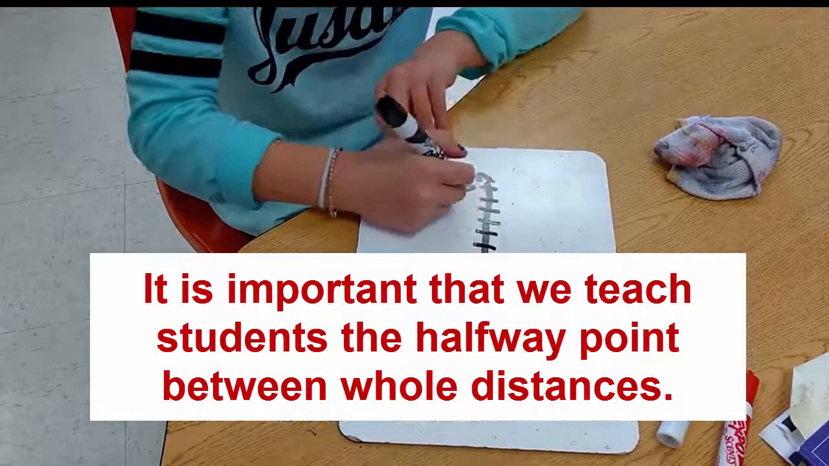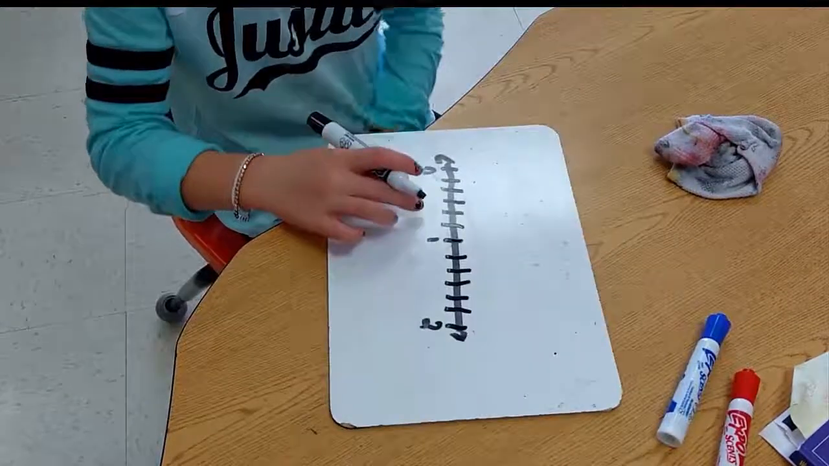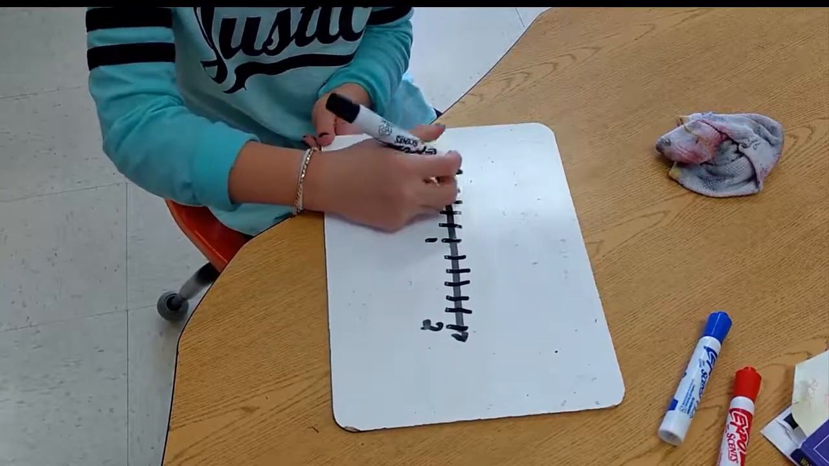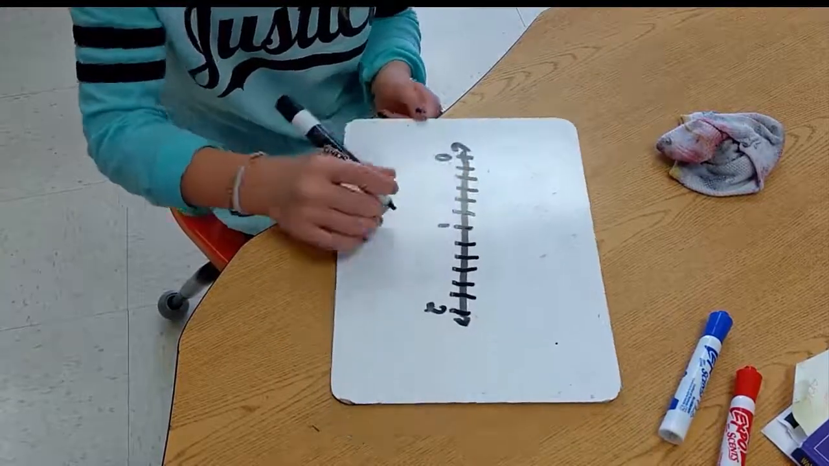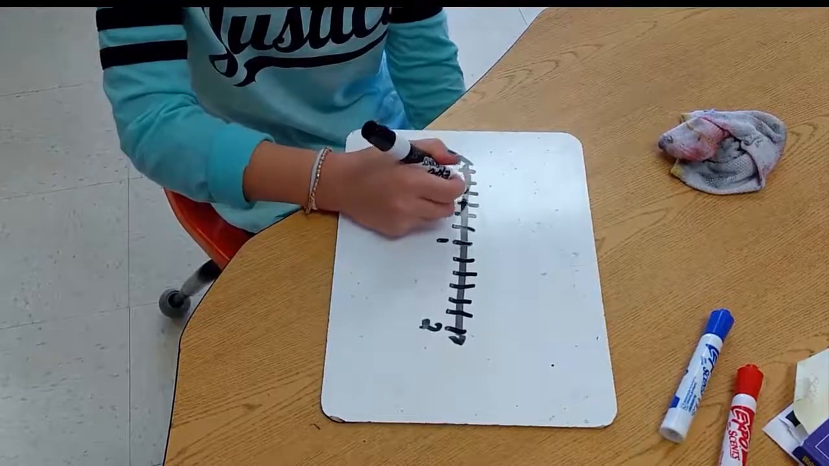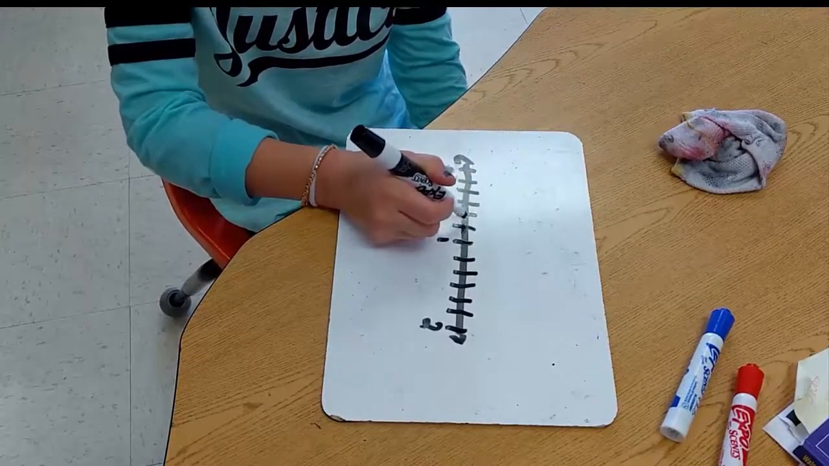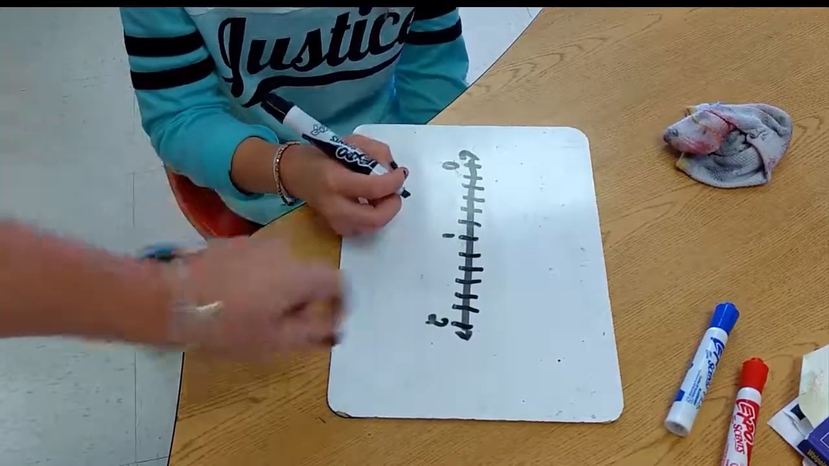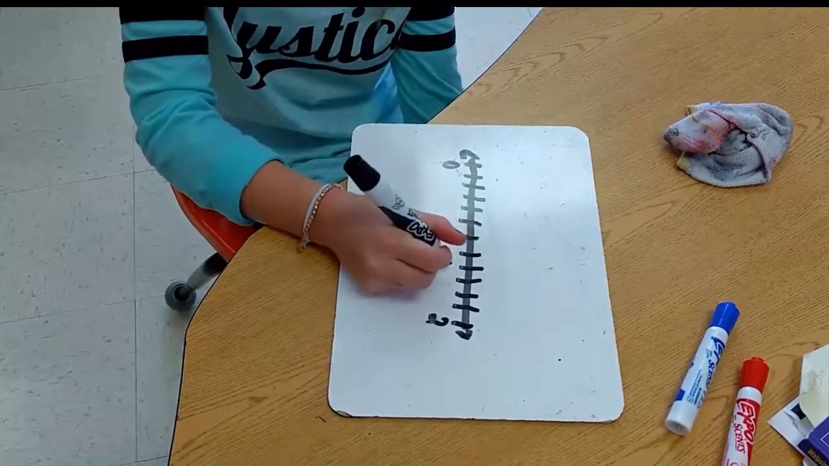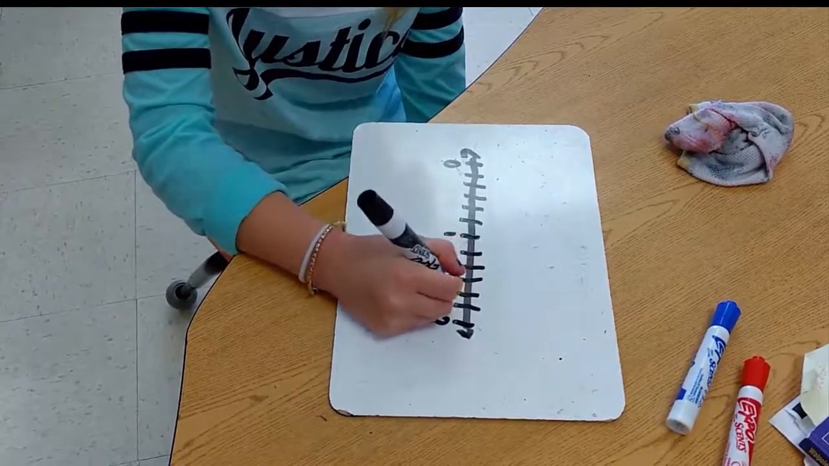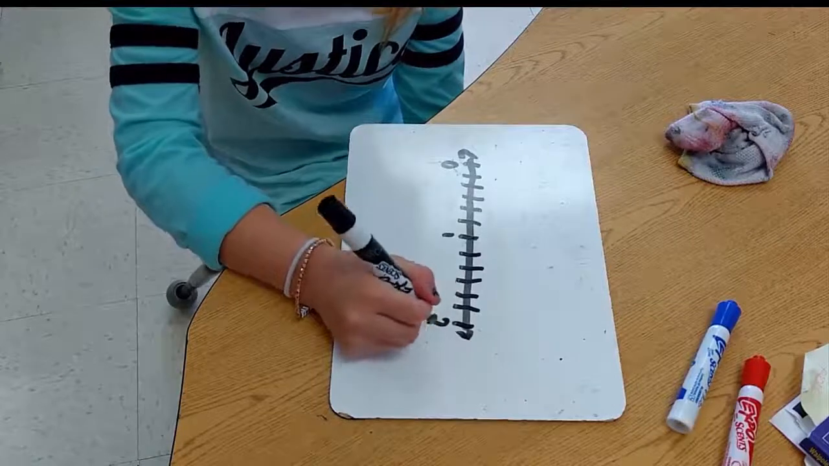Excellent. Can you tell me what you did? I partitioned each of the 2 wholes into 6. How did you do that? I heard how you were counting. How were you counting? I counted 1 sixth, 2 sixths, 3 sixths, 4 sixths, 5 sixths, 6 sixths. Yes. And 7 sixths, 8 sixths, 9 sixths, 10 sixths, 11 sixths, 12 sixths.